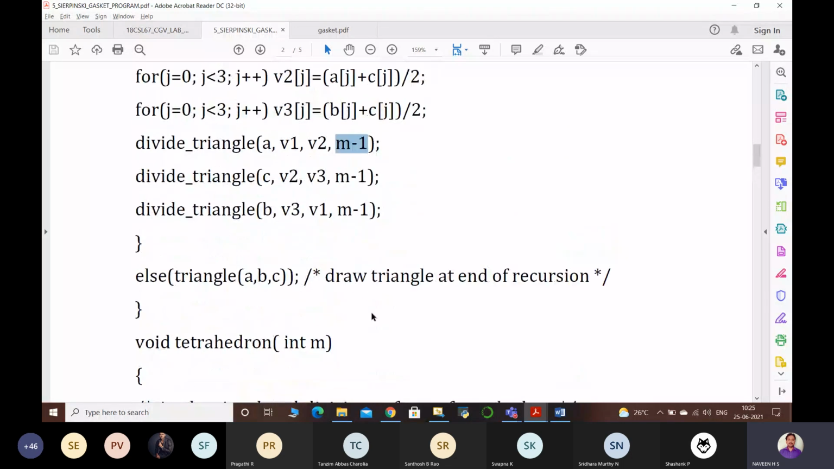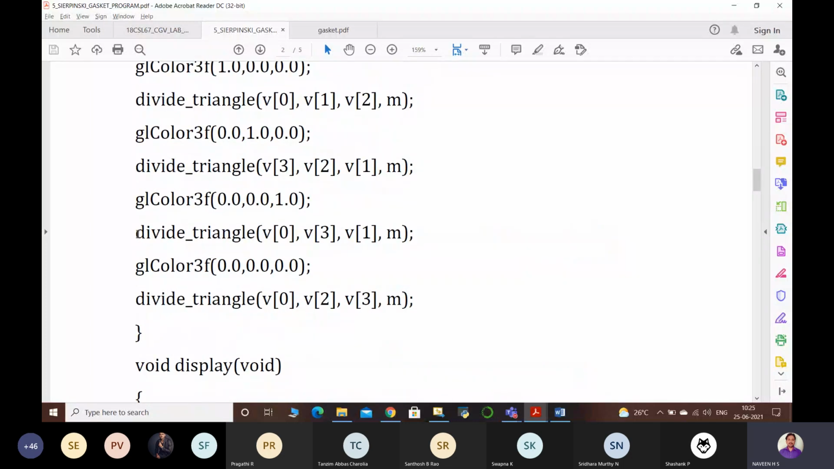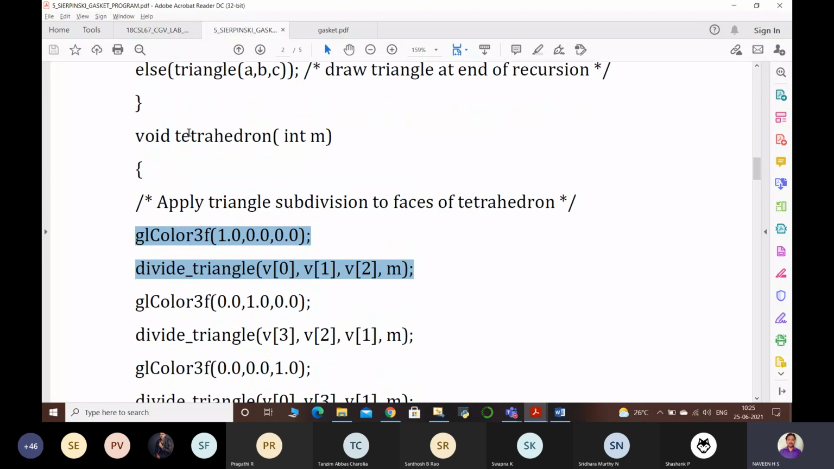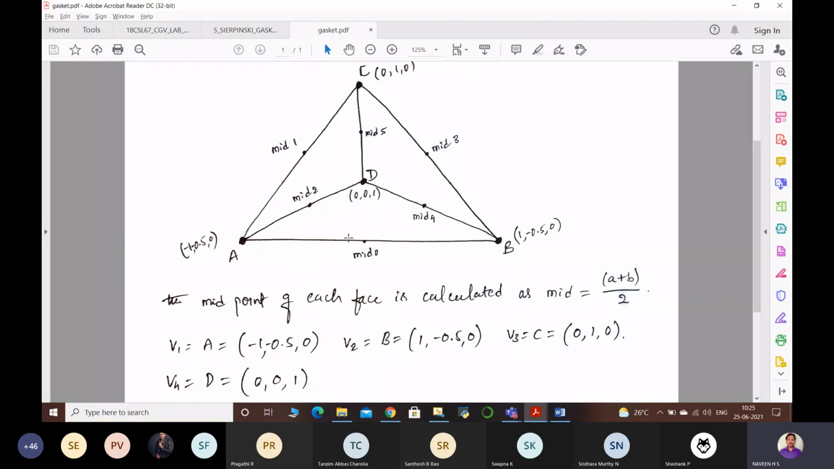So it will come back. Once that is completed, your divide triangle function will go back to here. So far we have done only for this vertex, this face. You understand? Whenever the tetrahedron function is called, we have considered the first divide triangle function for one face of your tetrahedron. Whatever I did is only for one face. Like this, you have to call for all other different faces.